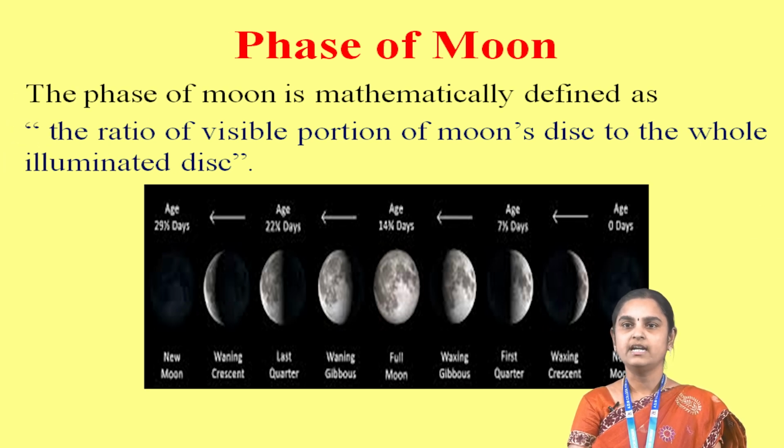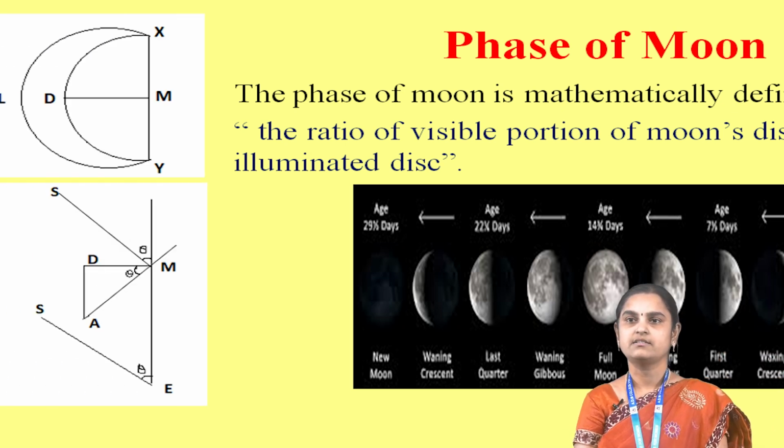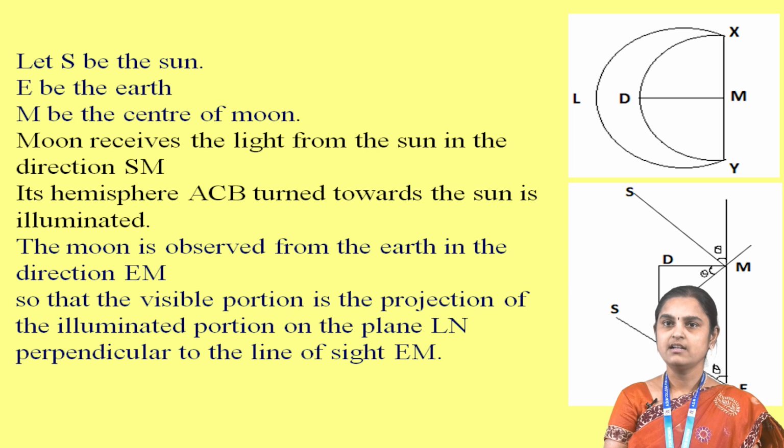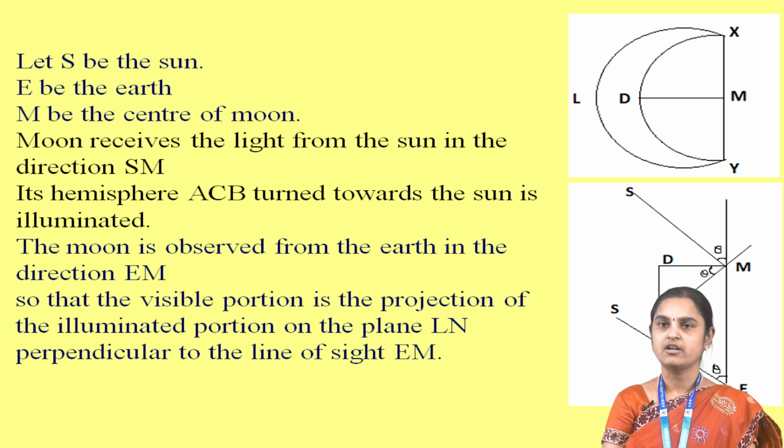The phases of moon are the different forms in which the moon is seen by a terrestrial observer. The phase of moon is mathematically defined as the ratio of visible portion of moon's disk to the whole illuminated disk. Let S be the sun, E the position of earth, and M the center of moon. Moon receives light from the sun in the direction SM, and its hemisphere ACB turned towards the sun is illuminated. The moon is observed from the earth in the direction EM, so the visible portion is the projection of the illuminated portion on the plane LN perpendicular to the line of sight EM.